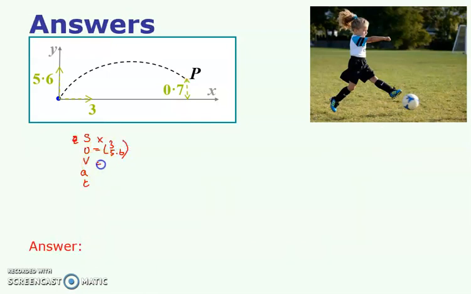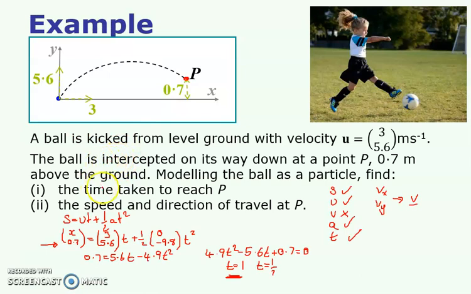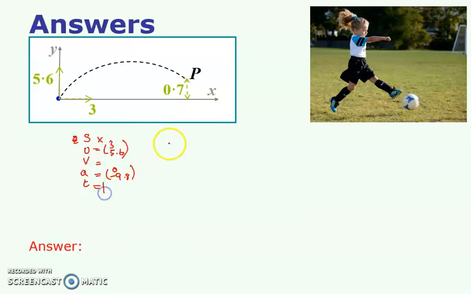I think I want this one. The A I know is 0 to minus 9.8. And importantly, the time was 1 second. So just using that, I think I get V equals U plus AT is my equation I'm going to use.